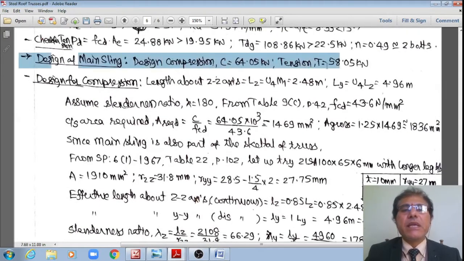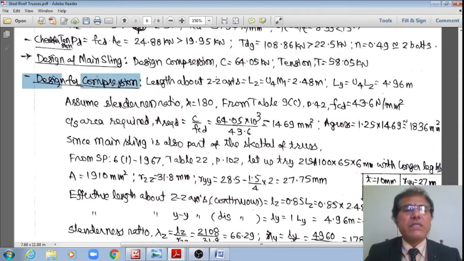Hence, the design compression C is equal to 64.05, and the design tension T is equal to 58.05. These are already factored values, student. Please note, these are already factored values, CU and TU respectively, or PUs. Once again, I can see almost equal magnitude of the tension and compression. Therefore, I will always design for compression and check for tension.